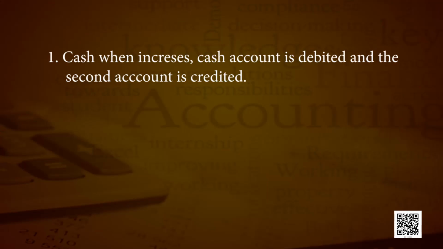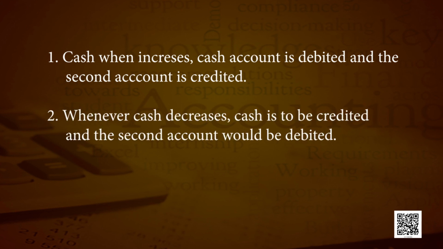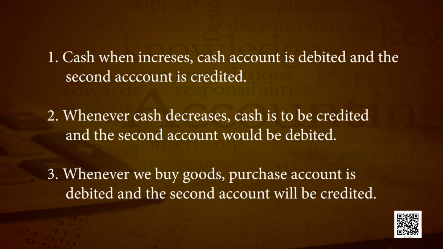In the last video, we learned the art of recording in the journal and we learned 3 rules. That is, when cash increases, cash account is debited and the second account is credited. Rule number 2 was, whenever cash decreases, cash is to be credited and the second concerned account would be debited. And rule number 3, whenever we bought goods, purchase account is to be debited and the second concerned account will be credited. These were the 3 rules we discussed in the last video.